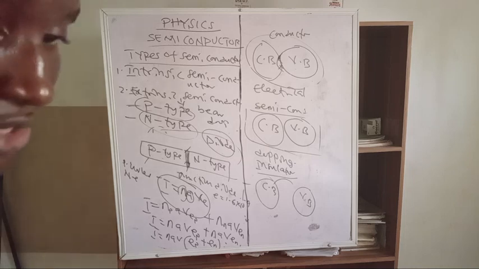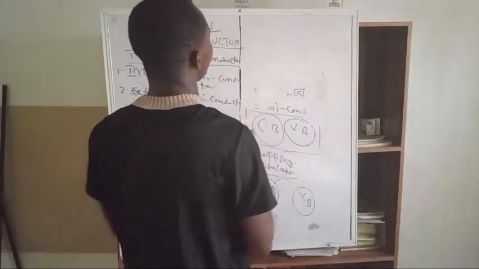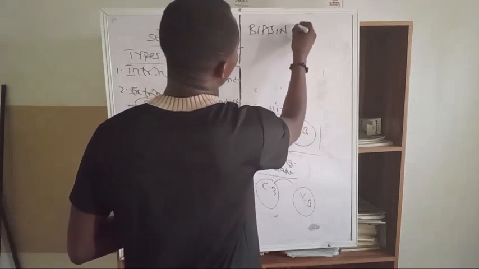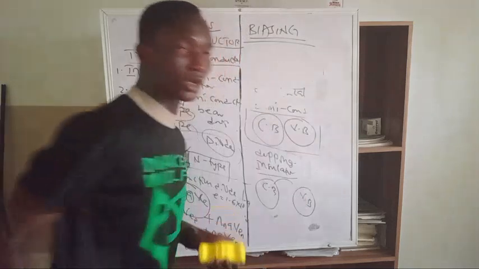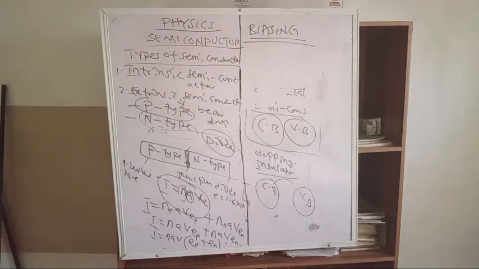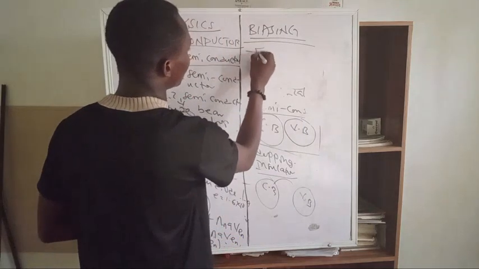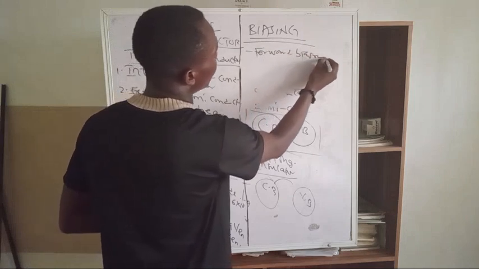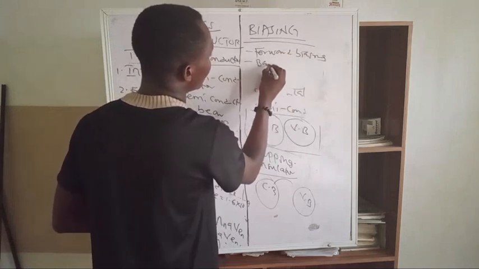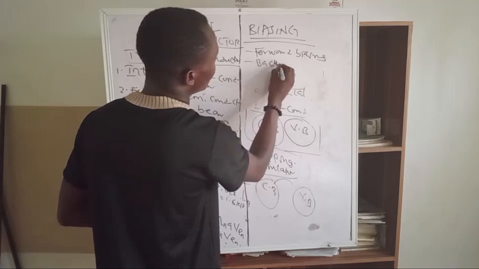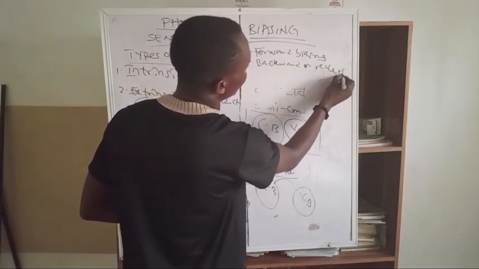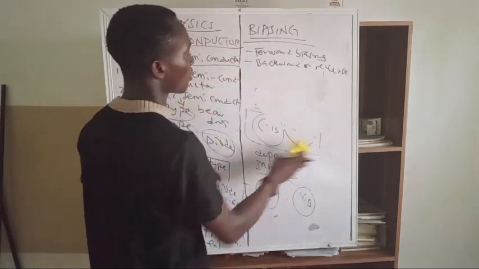Now, when you hear the word biasing in semiconductors, what does it mean? Biasing is the way your junction diode can be connected to a circuit. There are two kinds of biasing: forward biasing, and backward or reverse biasing. Now, what happens at forward biasing and what happens at backward or reverse biasing?